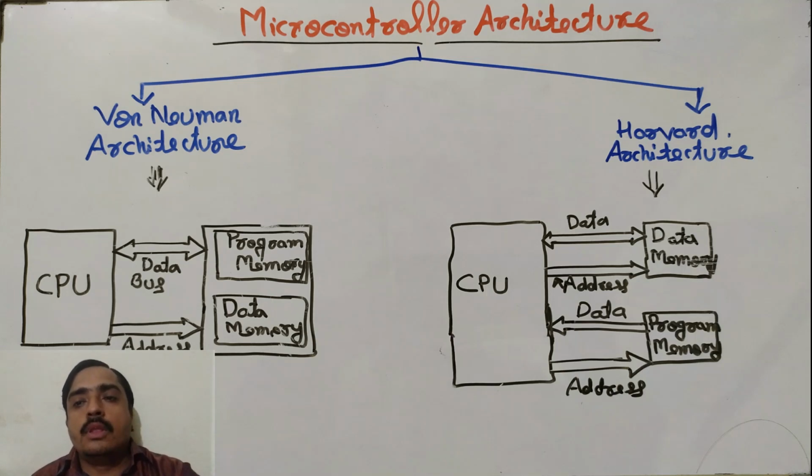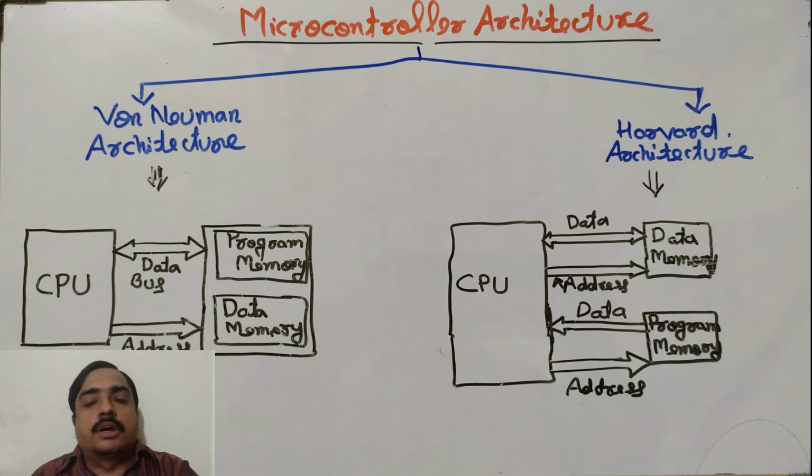Now I will proceed to the second type, which is Harvard architecture. The basic difference is clear: in Harvard architecture the address bus and data bus are available separately for both types of memory. Program memory and data memory are connected using separate address and data buses.